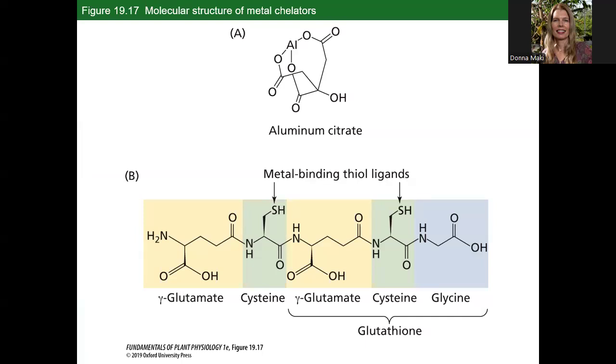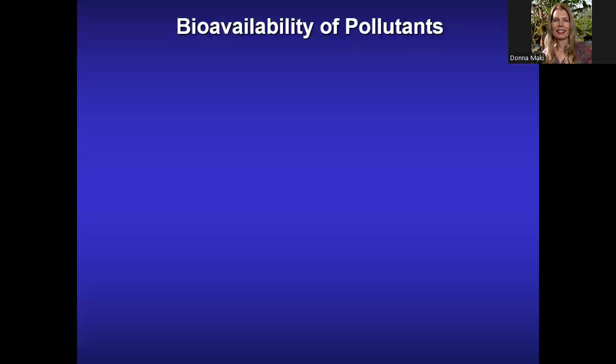Aluminum citrate, you see here, the citrate molecule is helping to bind up aluminum, which is toxic to any organism in high enough doses. So they've adapted these strategies of dealing with very high levels of pollutants. And so basically what it comes down to is that if the pollutant isn't bioavailable, then the plant can typically survive it.